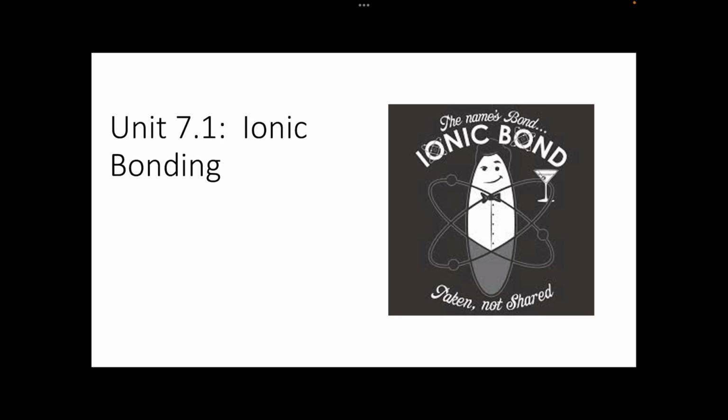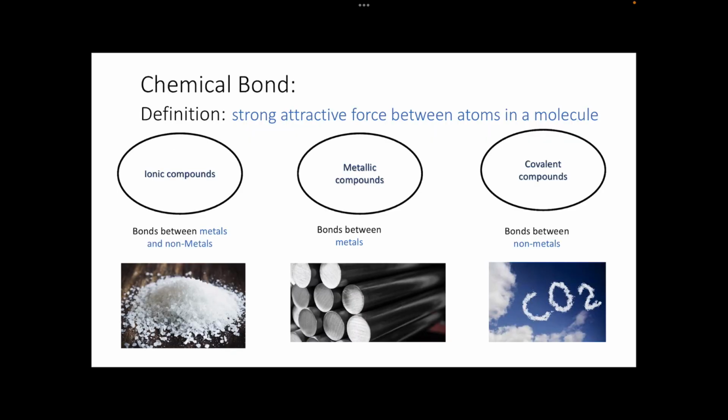Section 7.1, we're going to start to talk about bonding, and specifically ionic bonding. So bonding is when electrons are transferred and not shared. All right, so the chemical bond, what is a chemical bond? Well, the definition is that it is a strong attractive force between atoms in a molecule.